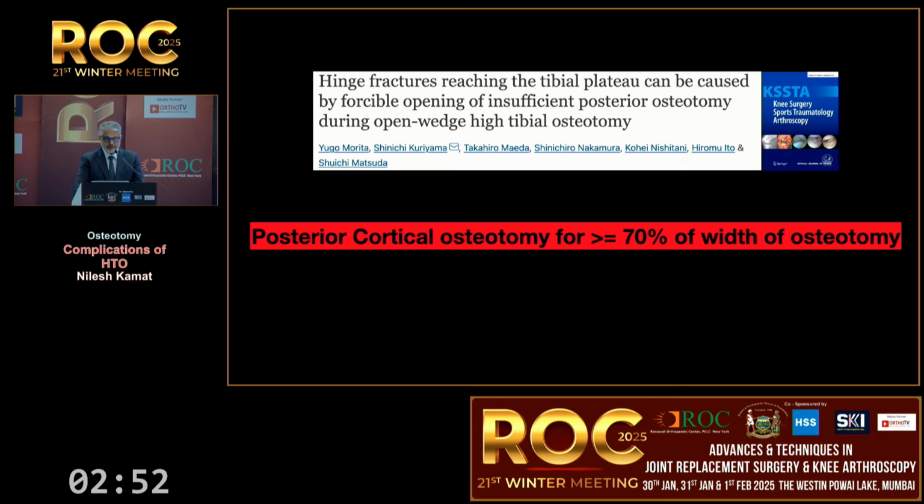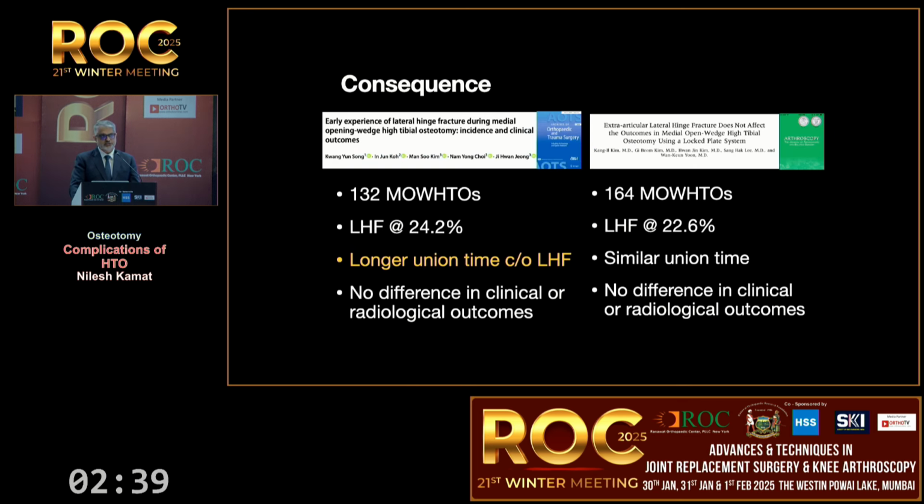How can you prevent this? When you're doing your posterior cortical osteotomy, see to it that you go nearly up to 70% of the total width. That reduces the pressure going proximally into the articular surface and reduces the chances of a fracture.